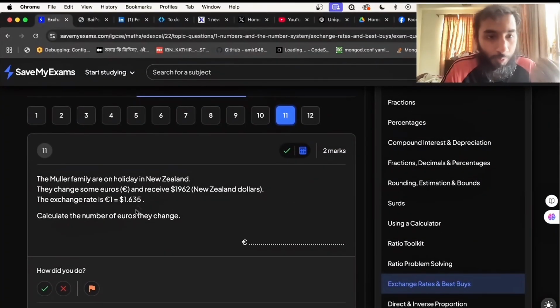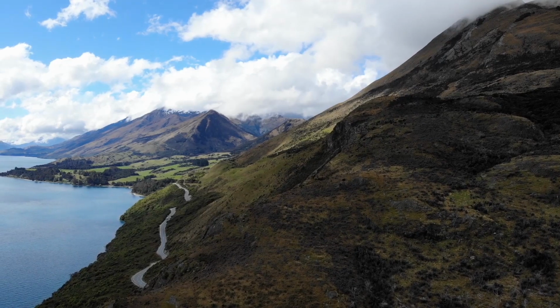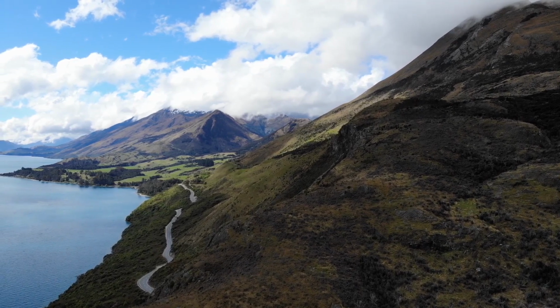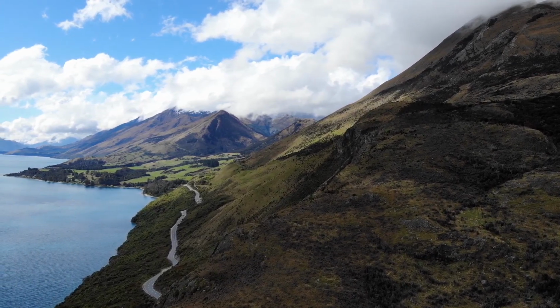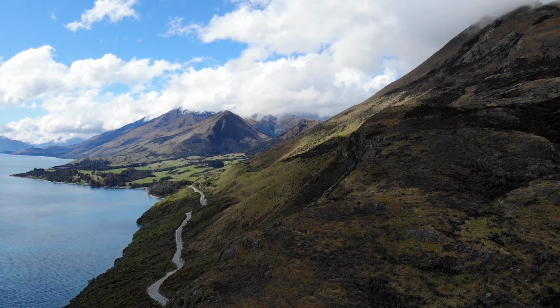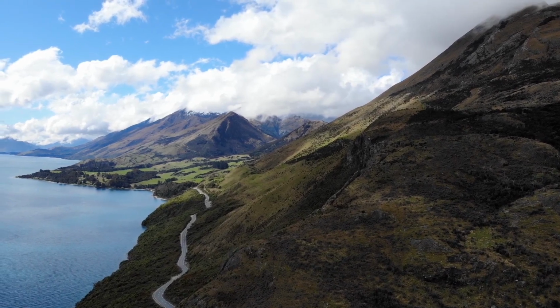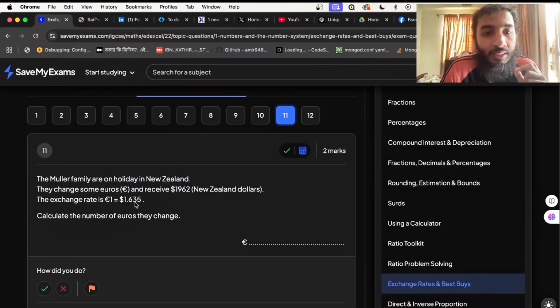So let's read the problem. It says the Muller family are on a holiday in New Zealand. They change some euros and receive 1962 New Zealand dollars. The exchange rate given here is 1 euro equals 1.635 New Zealand dollars. Calculate the number of euros they change.